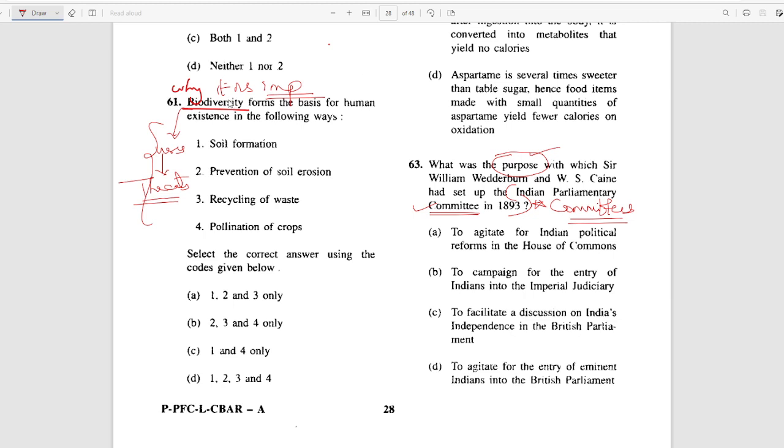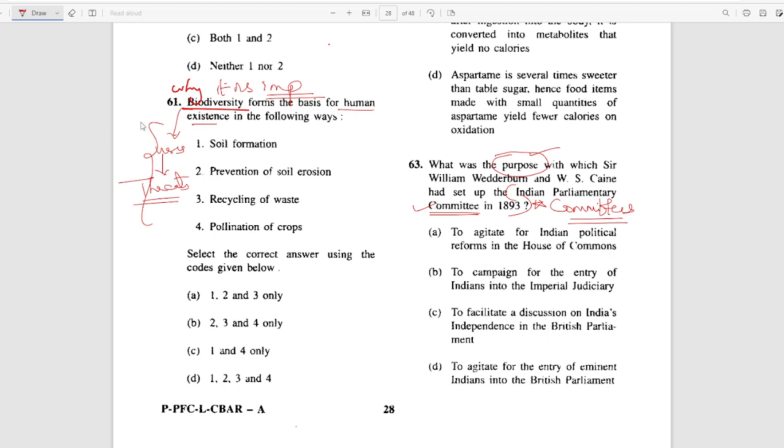So 61st question is, biodiversity forms the basis for human existence in the following ways. They are saying that biodiversity forms the basis for human existence, and biodiversity helps in human existence in the following ways. And you have to find out which one, how the biodiversity is helping humans.